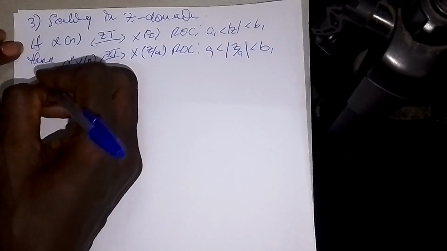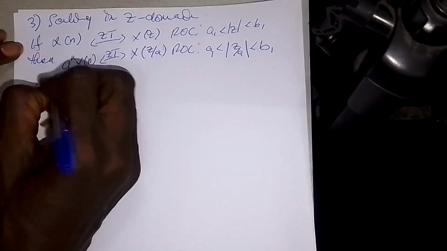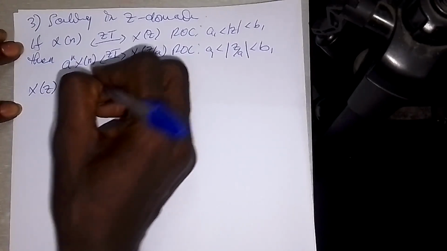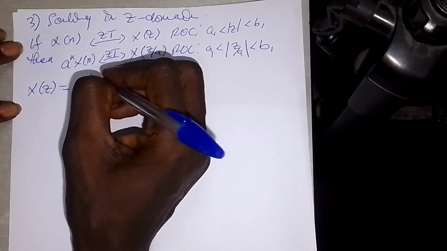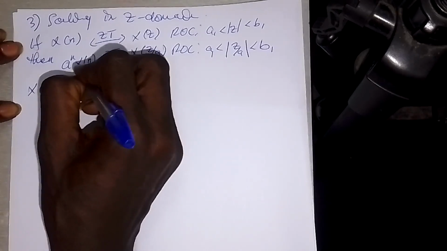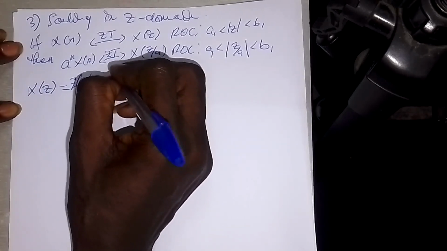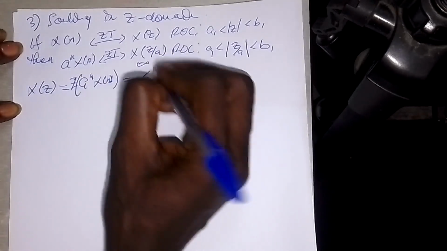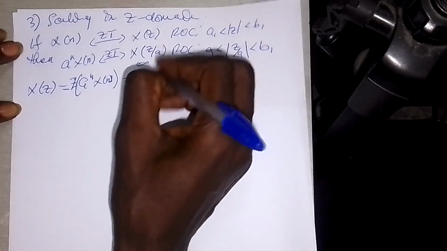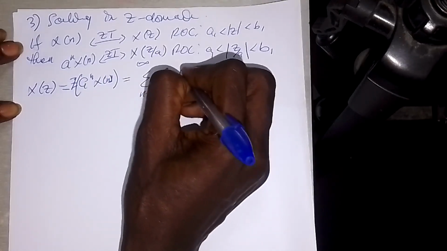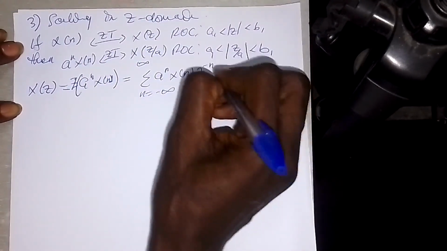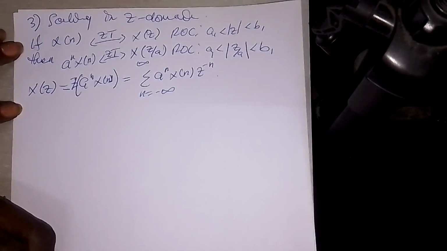Let's prove this theorem. To prove this theorem, X of z is equal to the Z transform of a to the power n into x of n, which is equal to summation, n equals minus infinity to infinity, of a to the power n into x of n into z to the power minus n. Okay, this is what you have here.